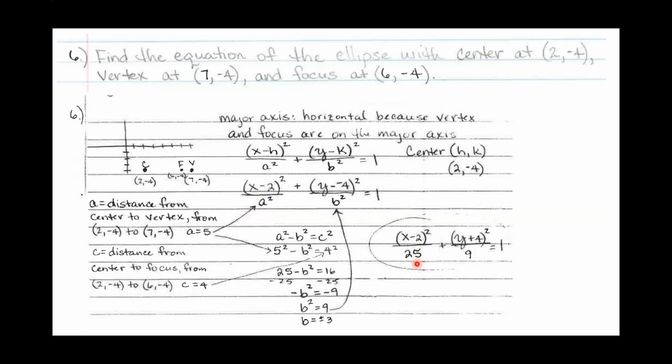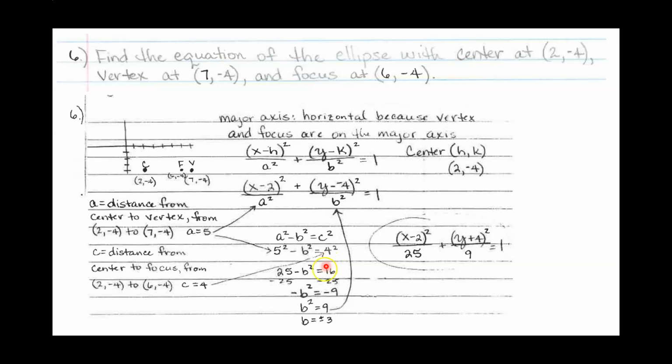The other thing I know is the distance from the center to the focus. The distance from the center to the focus is our C value. So the distance from 2 to 6 would be 4, so that means that C is equal to 4. Now, if I know A and C, I can find B by using this equation. So let's plug in what we know. We know that A is 5 and we know C is 4. And then we can use that to solve for B.